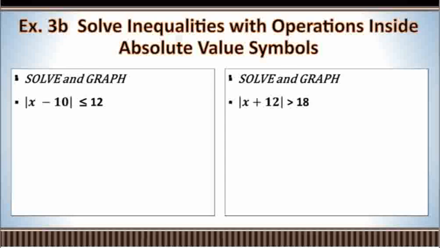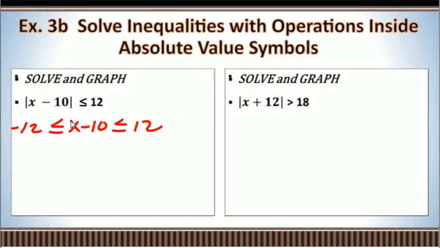Next one, solve here. Since it's less than or equal to, that's a conjunction. So I can have x minus 10 is less than or equal to 12, or it's greater than or equal to -12. So this is nothing new to what we were doing. It's just we have the absolute value involved with our inequality.